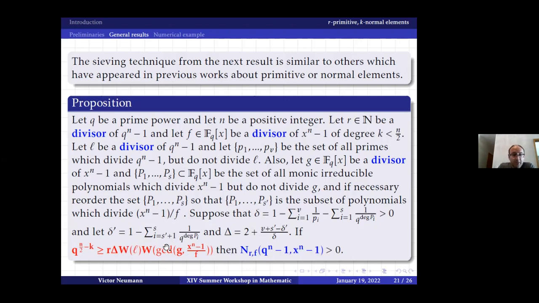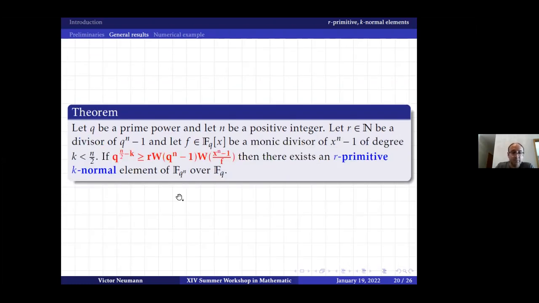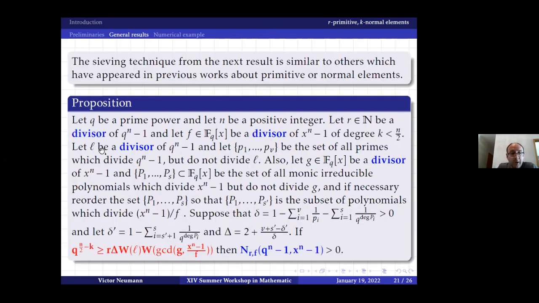greater than 0. In fact, this sieving technique is very interesting because it's better than the previous one, this condition. So it is possible to take, for example, a q and an n, where it doesn't happen, but choosing well this divisor and this other divisor, this inequality can be true. So it's another way, case by case, to find if an element is r-primitive k-normal.